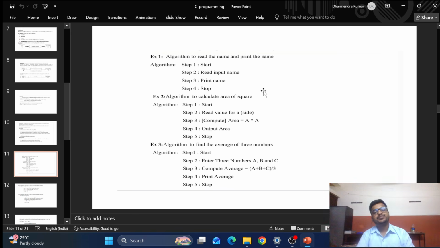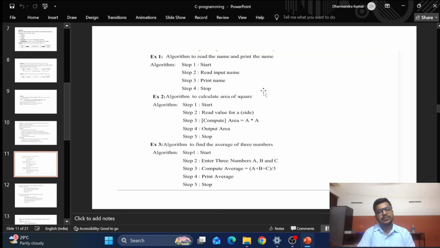Clear? Okay. Now example number 2. Algorithm to calculate the area of a square. How will you do this? Start with step 1. Step 2, read the value for a side, because you have to take the length of the side. And step 3, compute area A equals side times side, then print that area and then stop.